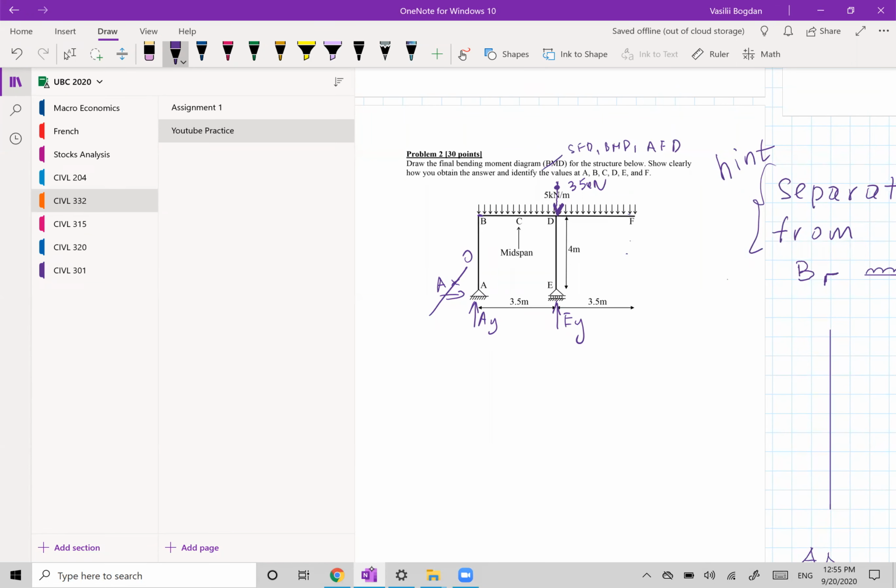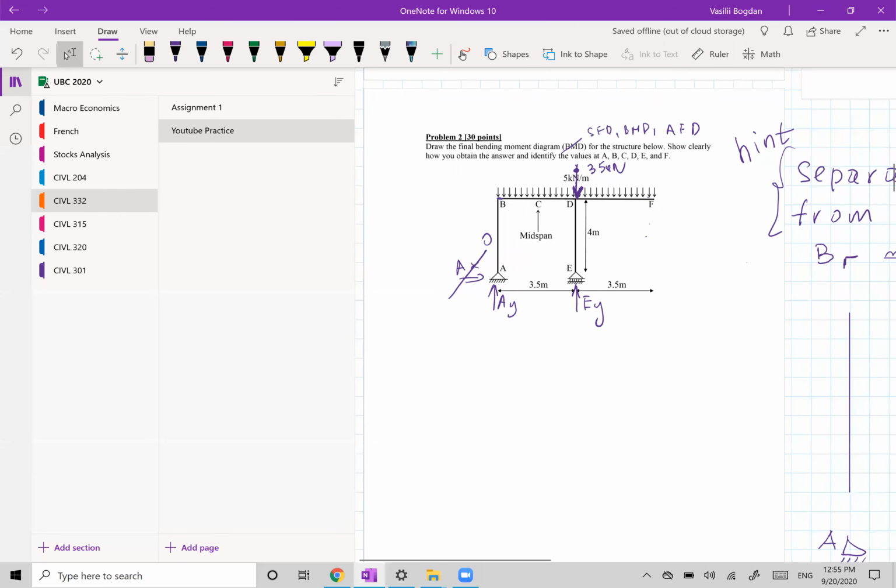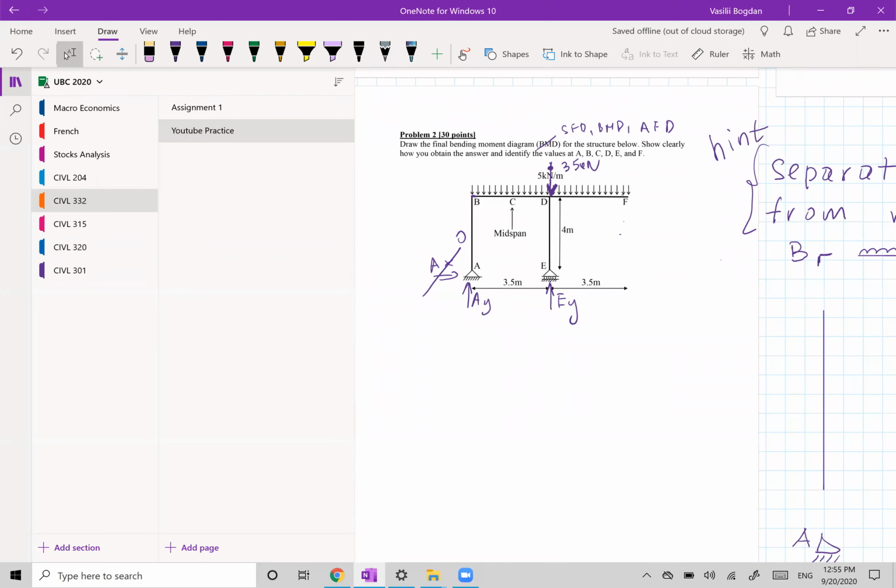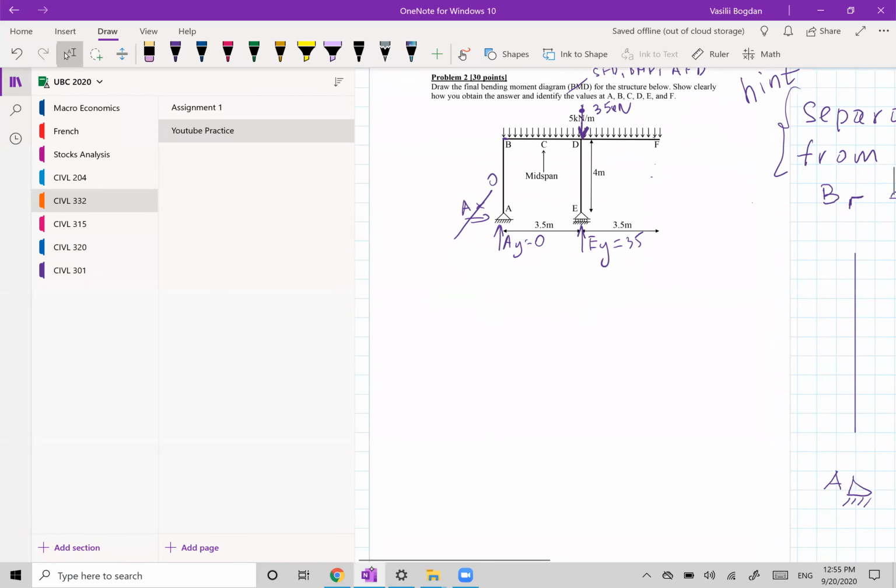So what do you think AY and EY are? Well, EY is gonna be 35, and AY is gonna be 0. You can check this using sum of moments around point E. This direction is positive, and all you have essentially is AY times 3.5, trying to rotate clockwise, so it's negative, equals 0, so AY is equal to 0.